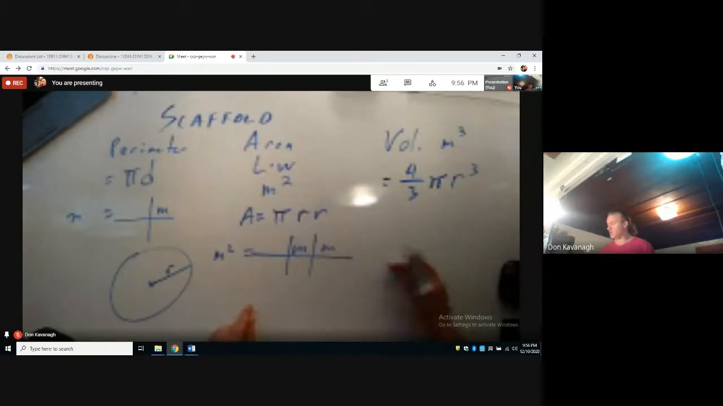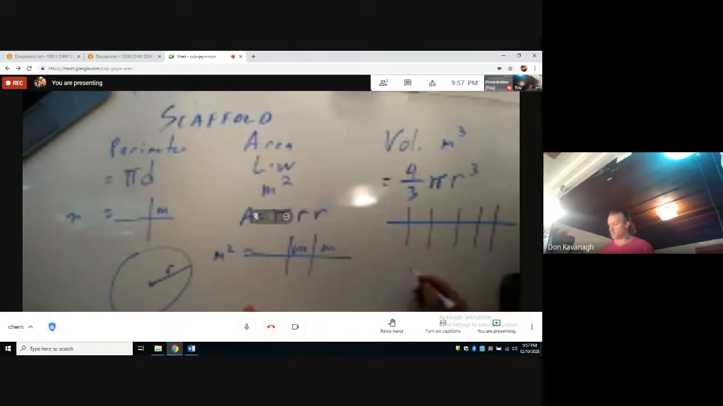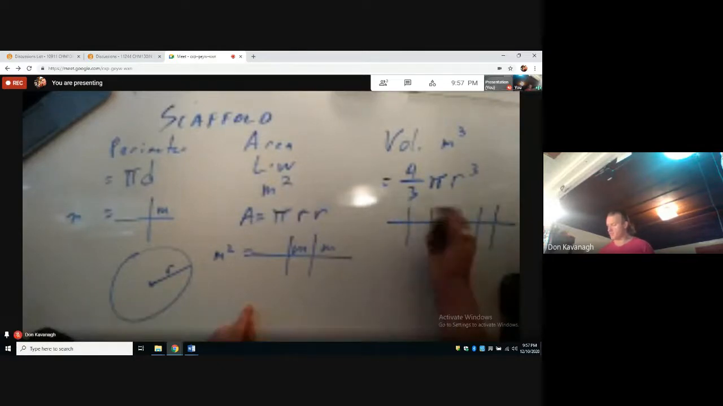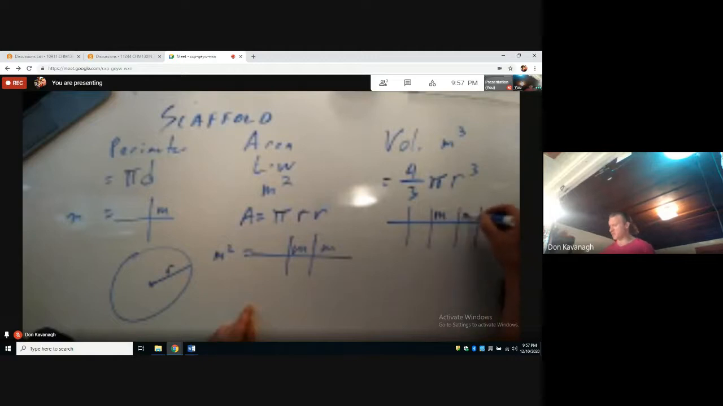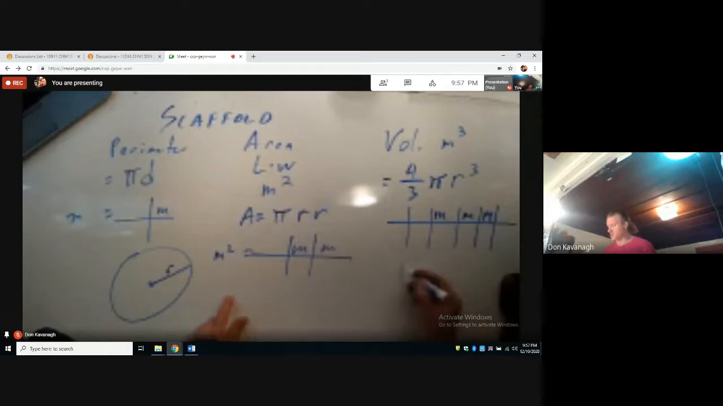When we plug this thing into our scaffold, 4/3 is just a number. It doesn't have any units to it, so I'm just going to leave that blank. Pi doesn't have a unit to it as well, so I'm just going to leave that blank. Radius cubed is the same thing as meters times meters times meters, because something cubed is times times times. No units cancel out because there are no units in the denominator. That just equals meters cubed.